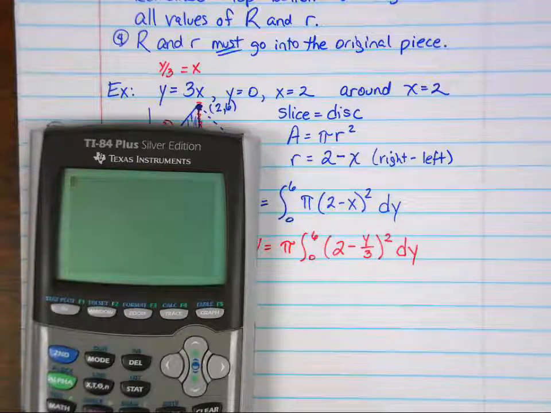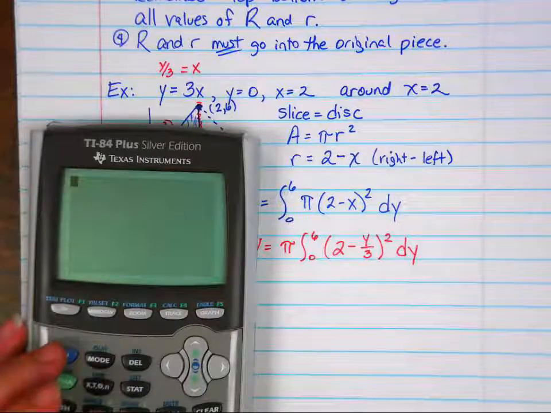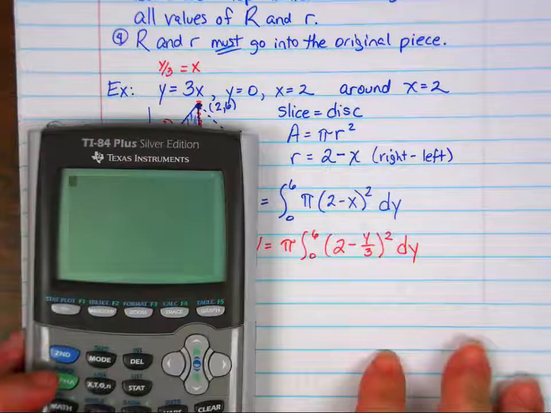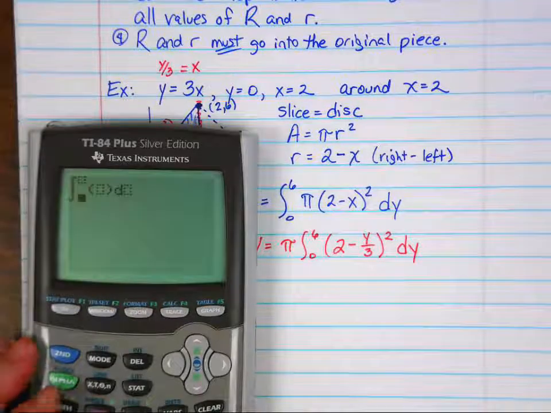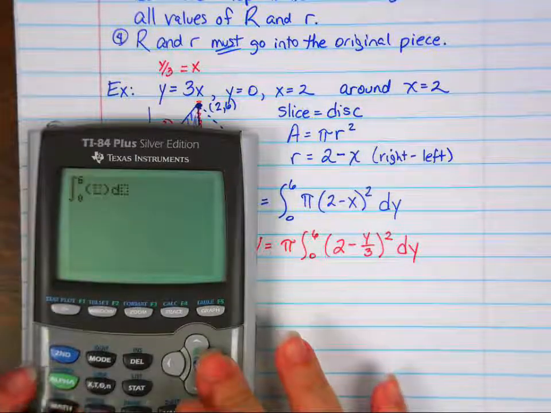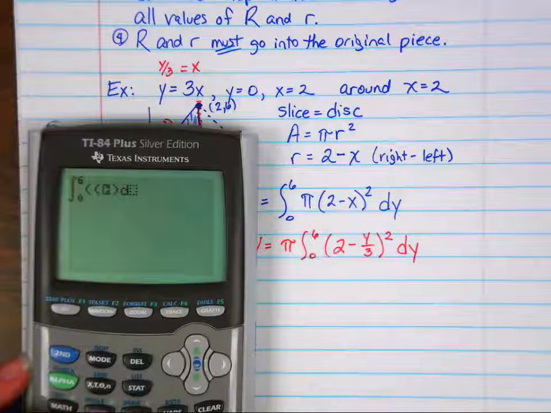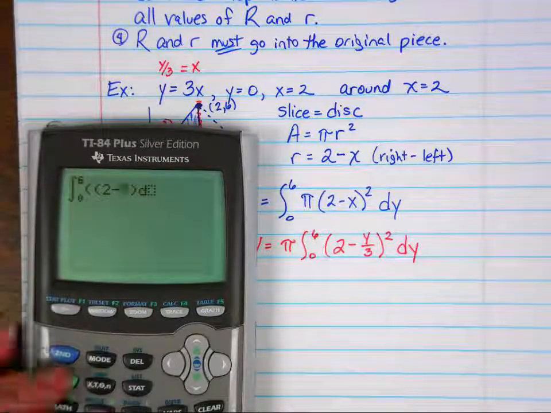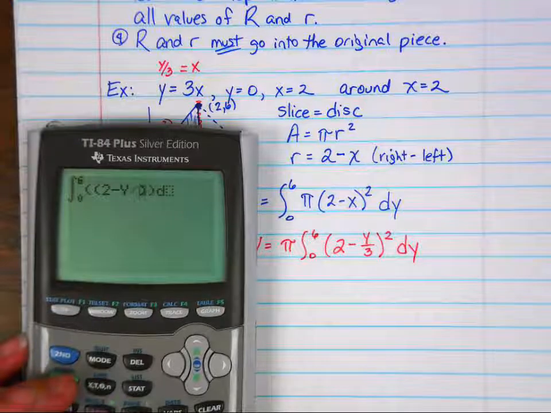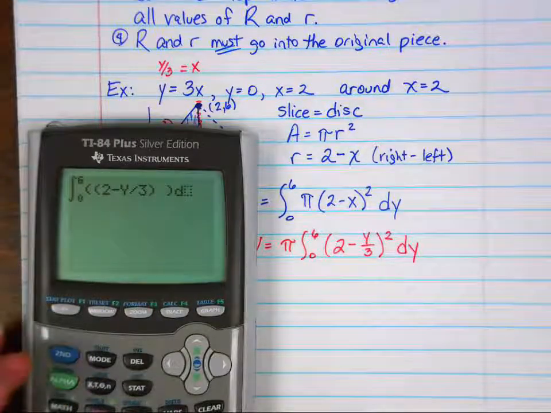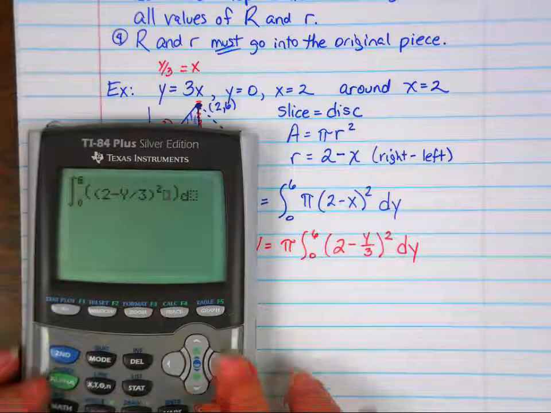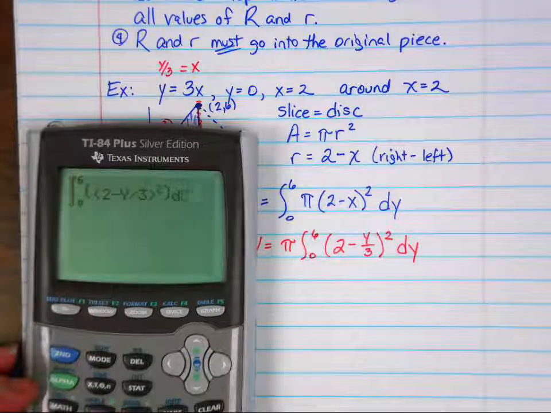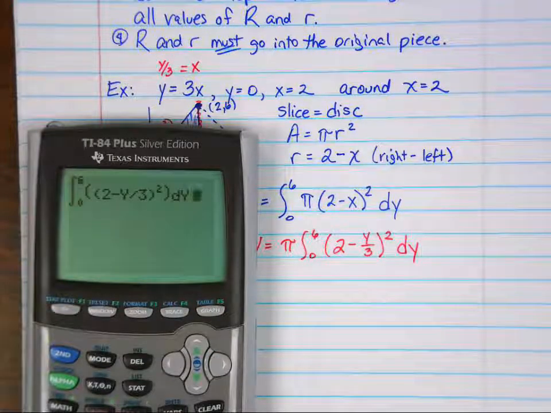So let's do our pi. Actually, I'm going to leave the pi out for a minute. I'm going to show you why. I'm going to do my math 9, 0 to 6, parentheses, 2 minus alpha y over 3, close the parentheses, squared over dy. You can type in x's if you want to. I just decided to type in y's. And when you push enter, you get the number 8.